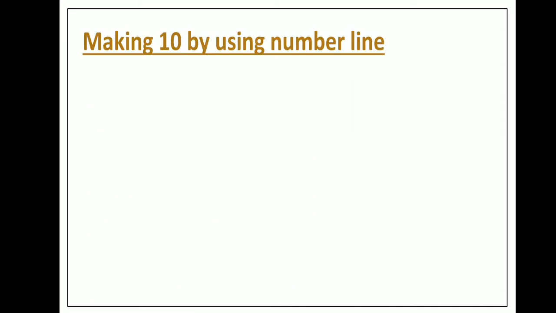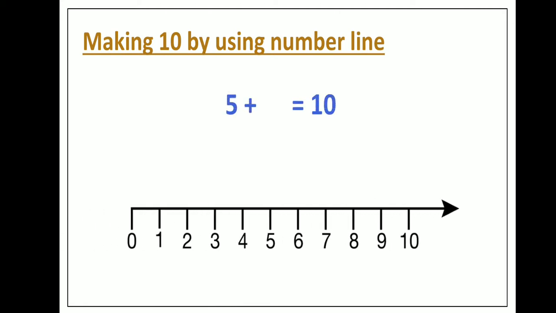Hope you remember the number line. You can see a number line that starts from 0. 0, 1, 2, 3, 4, 5, 6, 7, 8, 9, 10. Number line can be used for solving sums, and it is very helpful for addition and subtraction. Let's learn about making 10 by using number line.